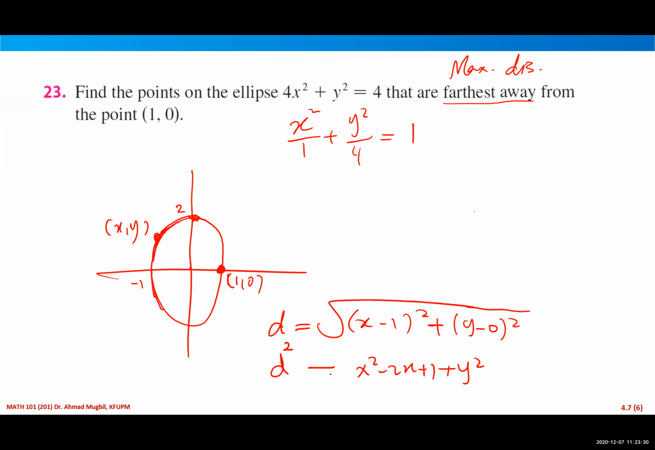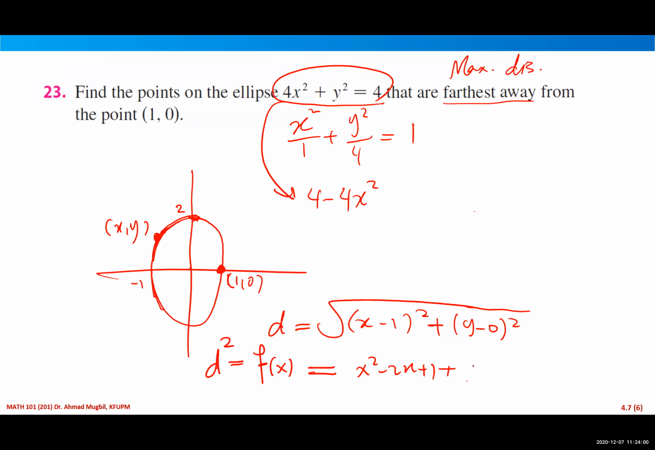Now you need just to minimize the distance. Remember, ya shabab, these are 2 variables. I want it to be only 1 variable. So I want the square of the distance to be a function of x. So I want to replace y squared from here. What is y squared, ya shabab? It's 4 minus 4x squared. So just replace this y squared by 4 minus 4x squared. Now you have negative 4x squared plus x squared. It will be negative 3x squared minus 2x plus 5.